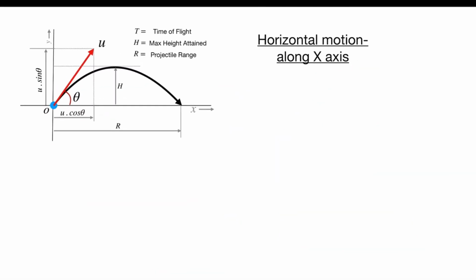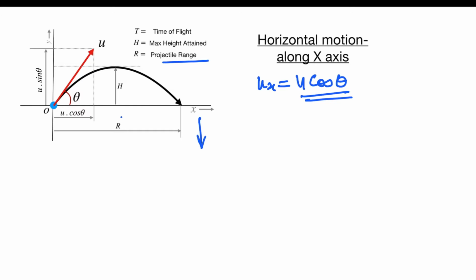Now let's analyze the horizontal motion to find the projectile range R. In this case, the horizontal initial velocity is ux, which is equal to u cos theta. Since in horizontal motion there is no acceleration, because the gravitational force on the projectile is always downwards, and since this force is perpendicular to the horizontal motion, it does not affect the horizontal motion. So the horizontal velocity of the projectile remains constant as u cos theta.